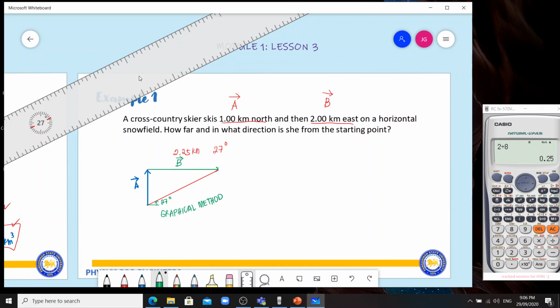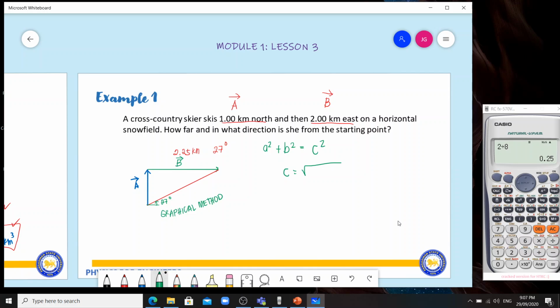Okay. So, kung napapansin nyo, ito ay right triangle. So, pwede natin siyang i-solve gamit yung a squared plus b squared equals c squared, or Pythagorean theorem. Diba ang c ay equivalent sa square root of a squared plus b squared.